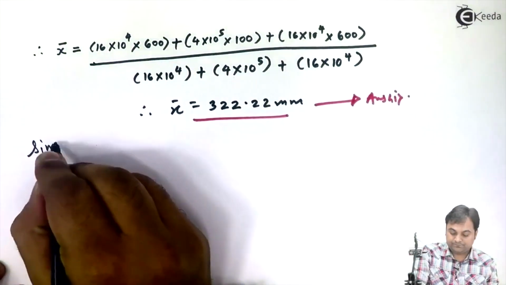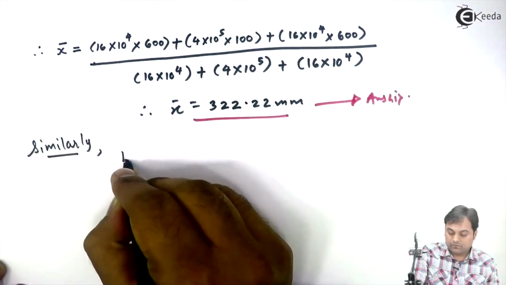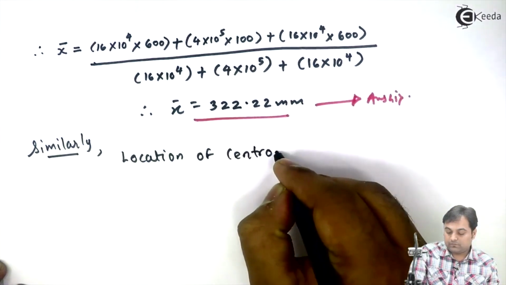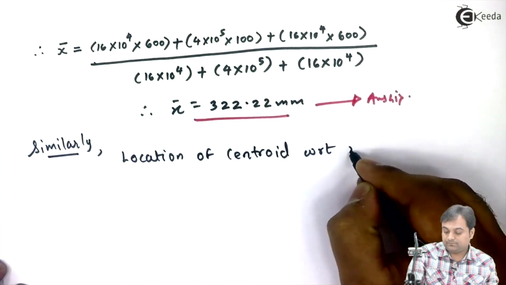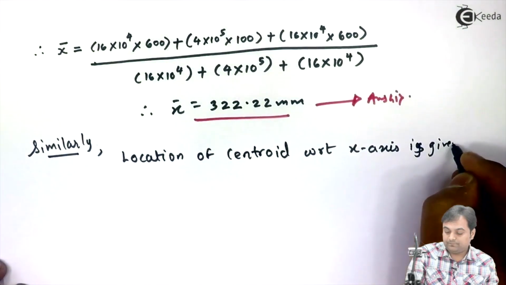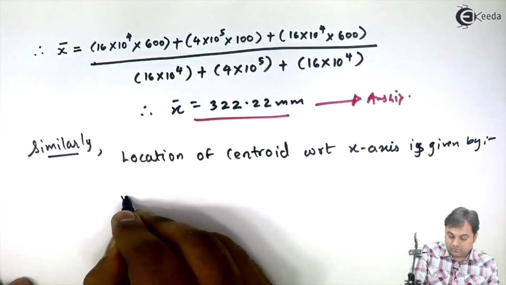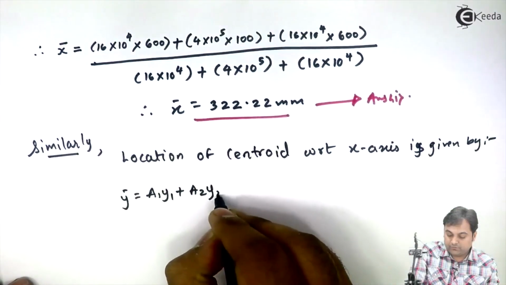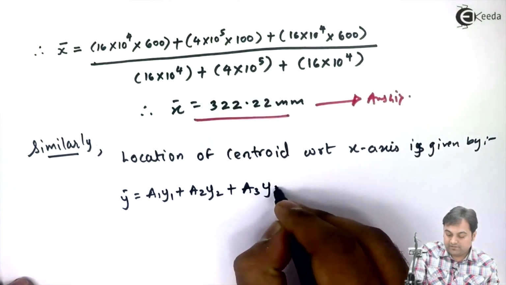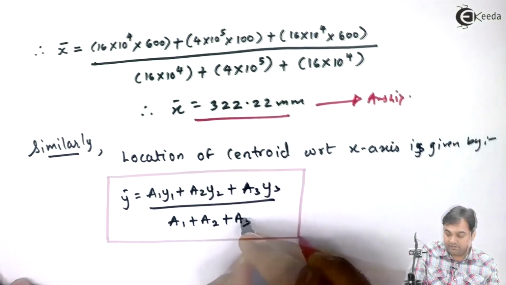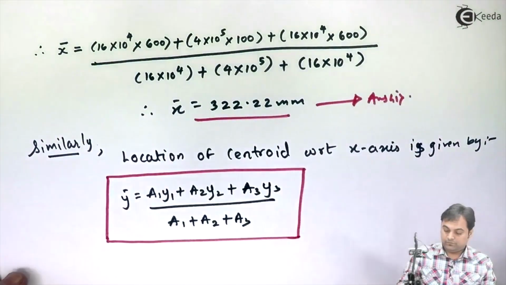Similarly, the location of the centroid with respect to the x-axis is given by y bar is equal to a1y1 plus a2y2 plus a3y3 divided by a1 plus a2 plus a3. So here I'll put the values on the next page.